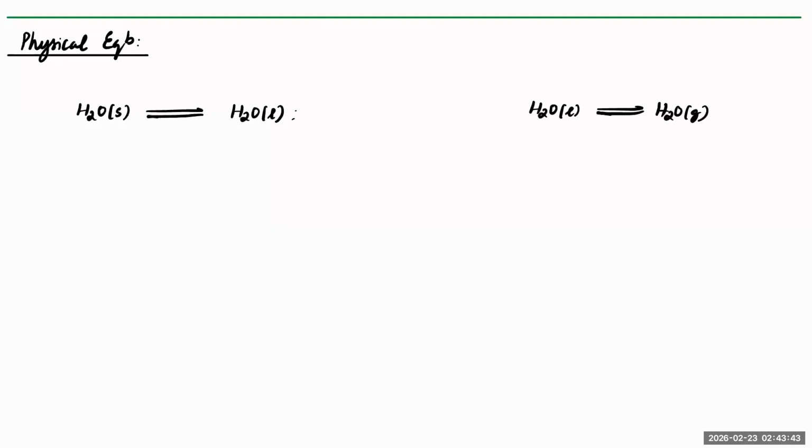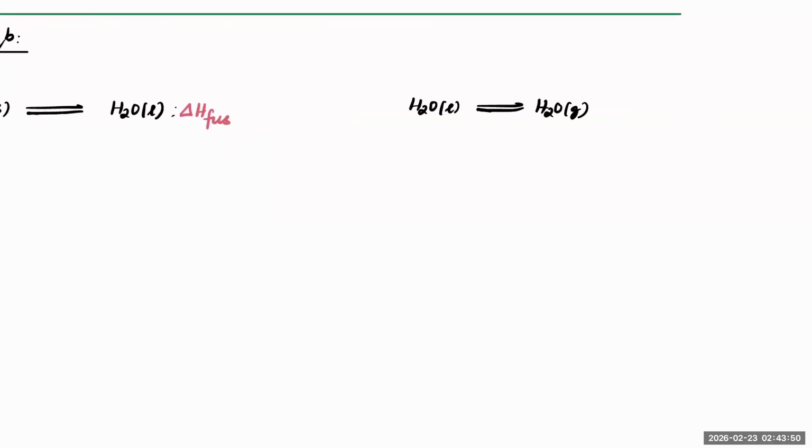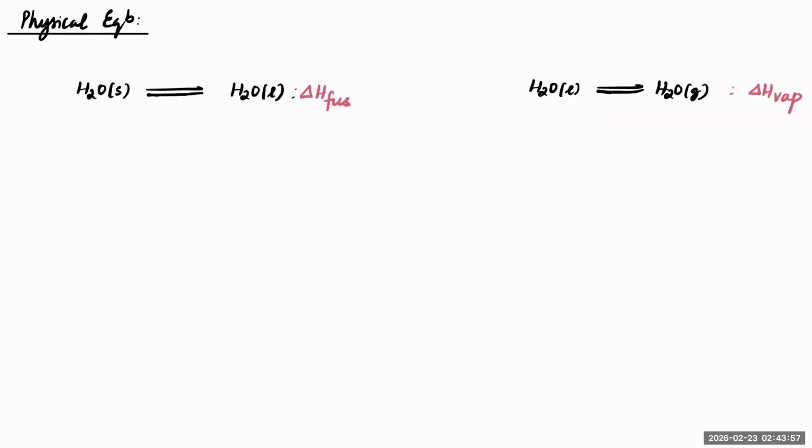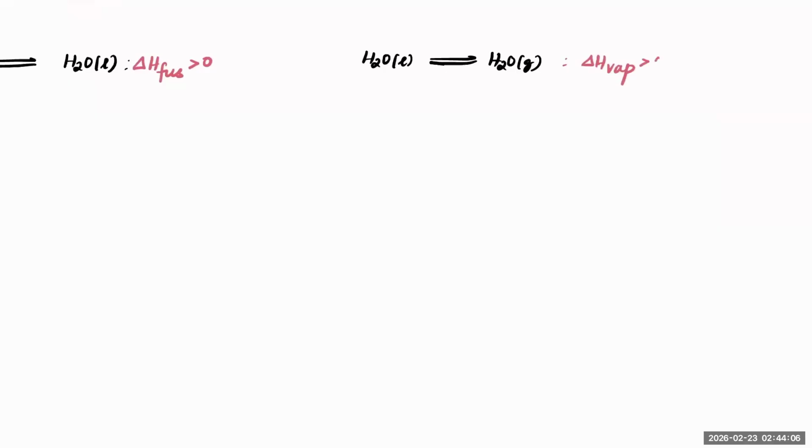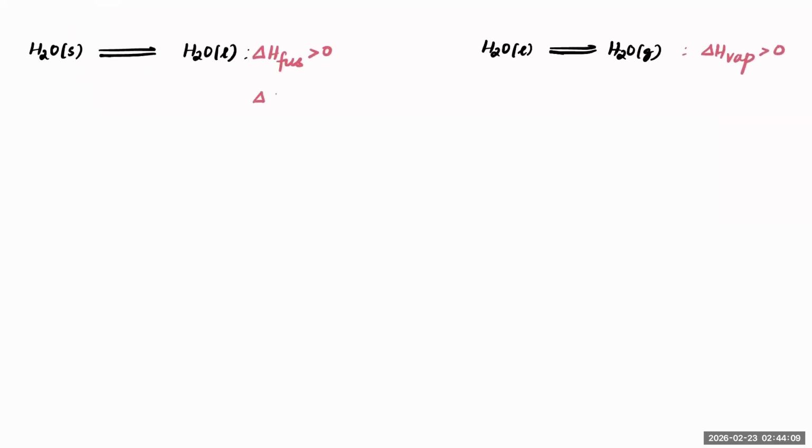In this case, the amount of heat required is delta H of fusion. This is called delta H of fusion. Here, this is called delta H of vaporization. Okay. Now, for the first case, if you notice, whether it is fusion or vaporization, delta H is always greater than 0. And second, delta S of fusion is also greater than 0. Delta S of vaporization is also greater than 0.